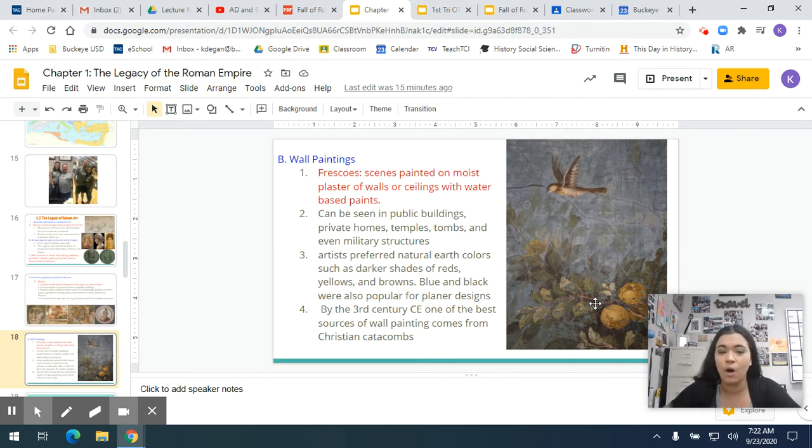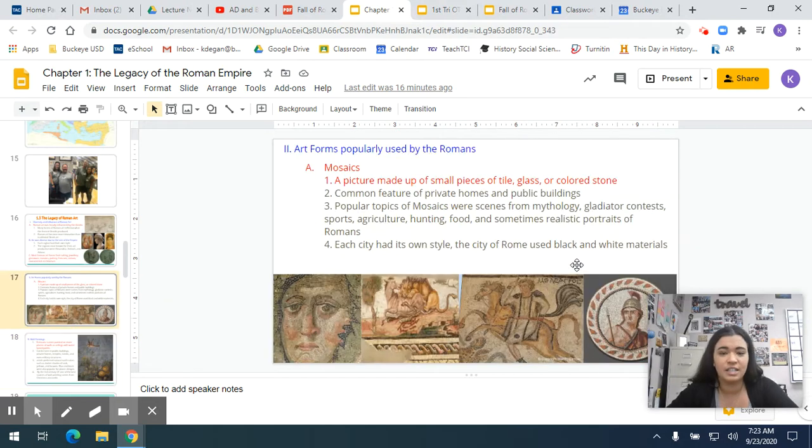Another thing that they did were wall paintings, most notably a fresco. This is an example of a fresco. It is scenes painted on moist plaster of walls or ceilings with water-based paints. These can be seen in a lot of public buildings, private homes, temples, tombs, and even military structures. So you can tell they cared about art if it's in a variety of places. Artists preferred natural earth colors such as darker shades of reds, yellows, browns, and blue and black, which you can also see in this fresco here. And I feel like even in the mosaics, you can see that as well.